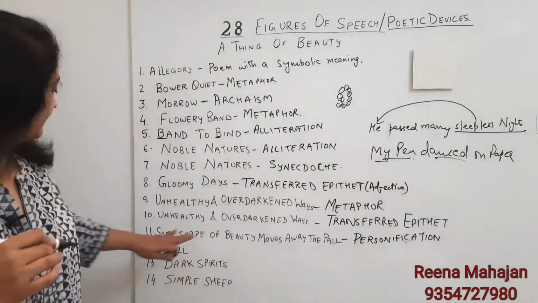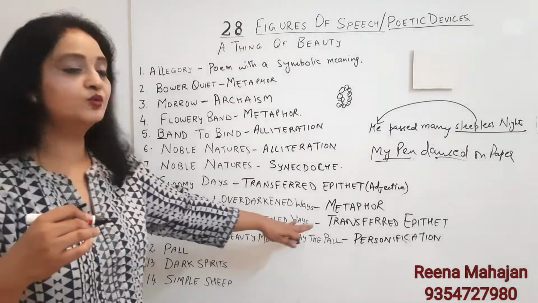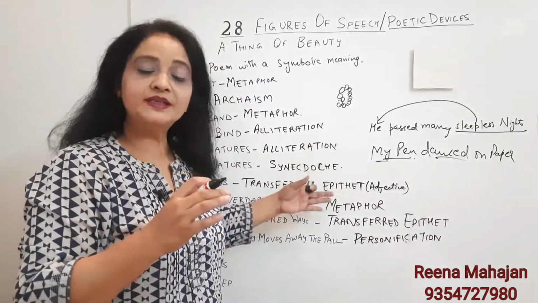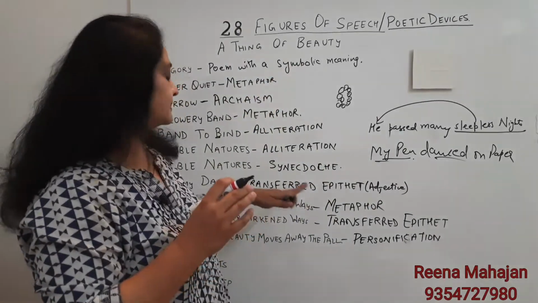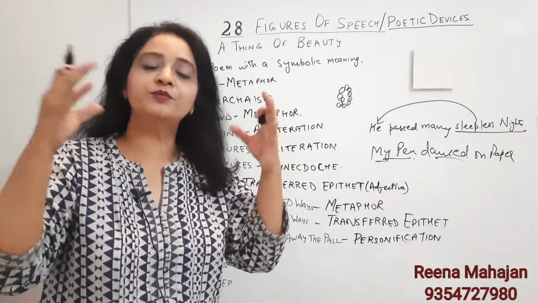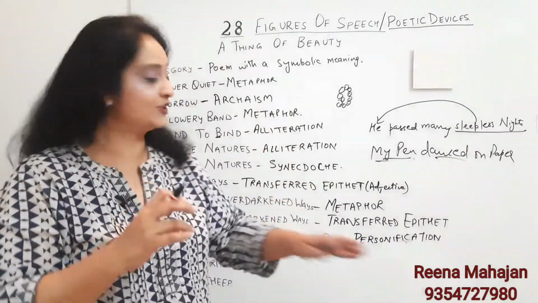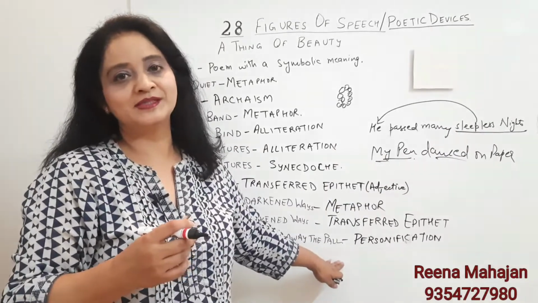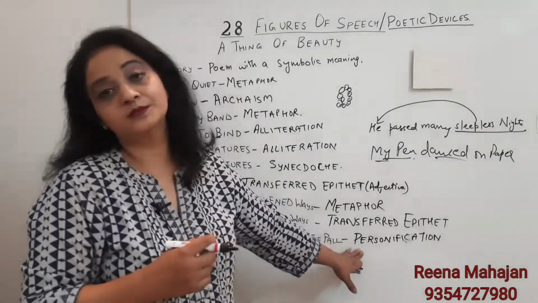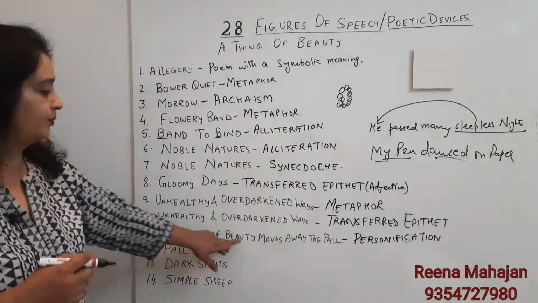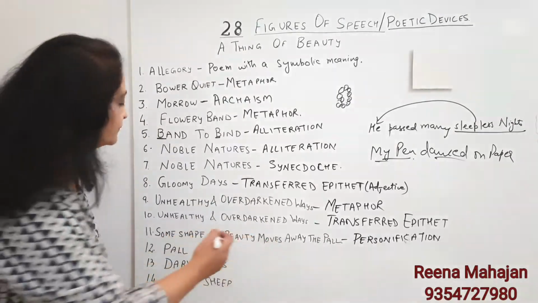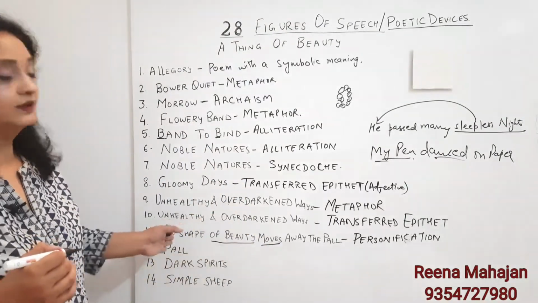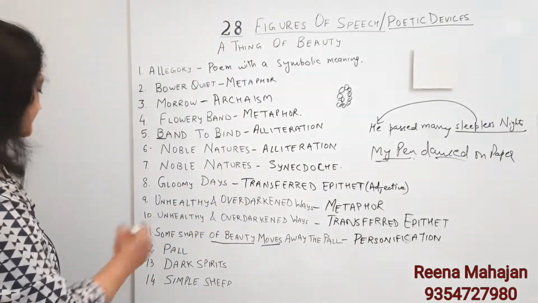Similarly here, some shape of beauty moves away the pall. Pall is the dark cloud of sadness, right? So the poet John Keats here says that some shape of beauty, whatever shape of beauty we see, some beautiful things in nature moves away the dark cloud of sadness from our personality, from ourself. So it is personification because some shape of beauty is non-living and it moves, right? Moves is the verb here given for a thing of beauty. Clear? So it is personification.